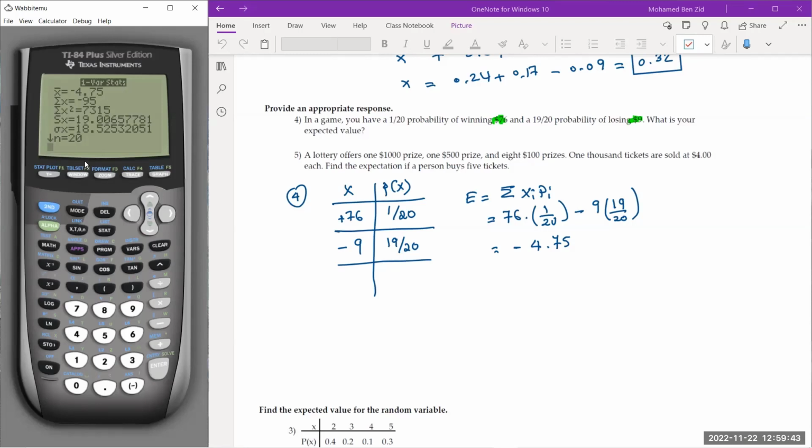All right. What are the benefits of the calculator? The calculator doesn't require that you remember your formulas for the mean or for the standard deviations.